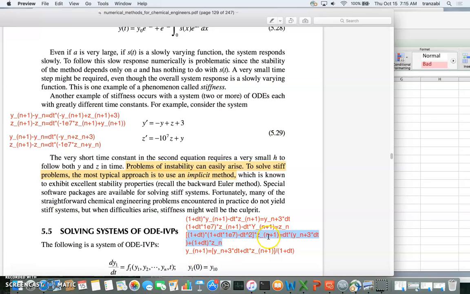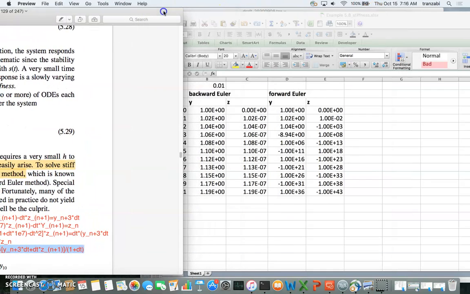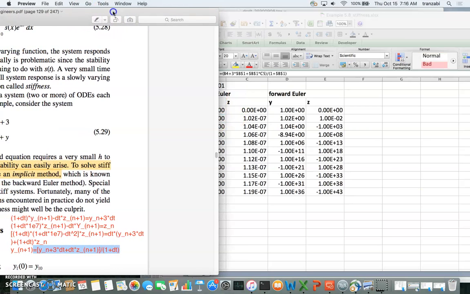Now we know z_{n+1}. We plug it into the first equation here and then solve for y_{n+1}, which is going to be this plus this divided by this. And that's what I have here. Okay, so I have two equations for z_{n+1} and y_{n+1}. I can go ahead and hard code these in a spreadsheet. So here is the spreadsheet version of it.